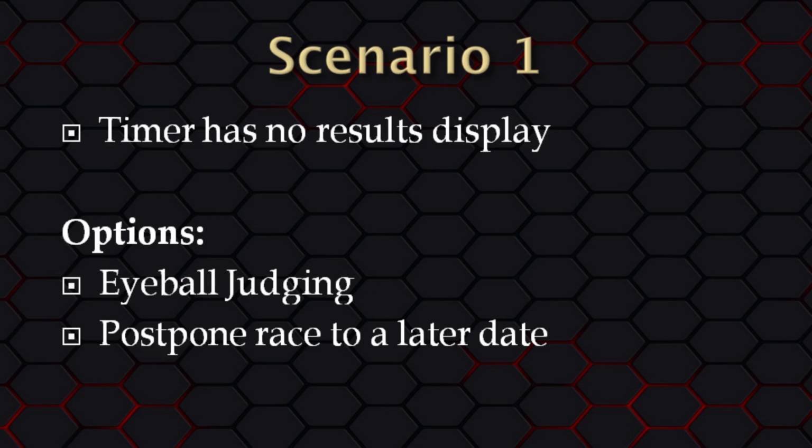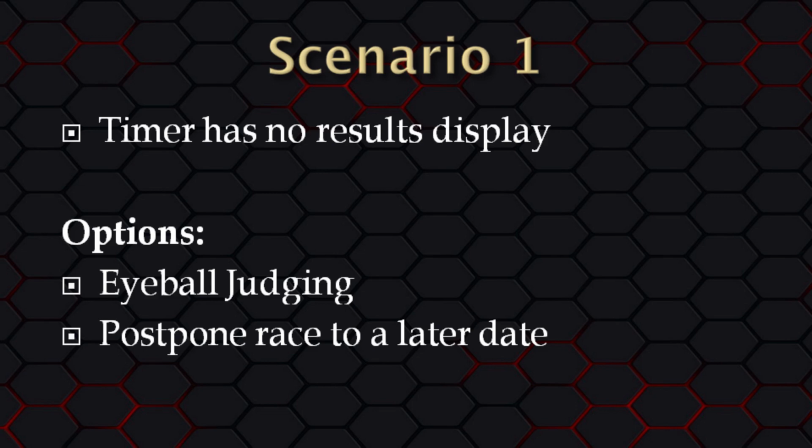With scenario 1, we have a timer that does not have any type of results display. Unfortunately, with such a timer, you will either have to resort to old-fashioned eyeball judging or postpone your race and try again at a later date. Neither one is a very good option. That is why we don't recommend running races with timers that do not have some form of results display.